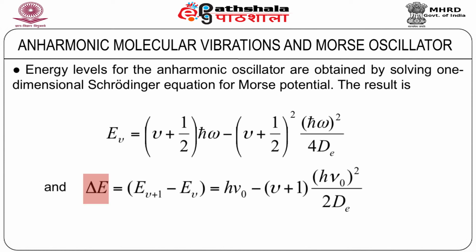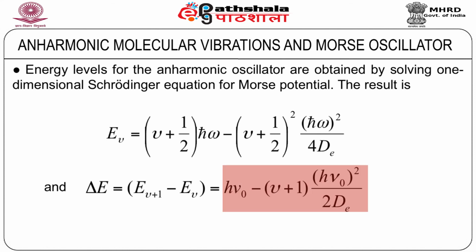And then you see delta E, that is the difference between any two consecutive energy levels. Well, that turns out to be, if you just find E(v+1) and subtract E(v) from E(v+1), that is the delta E. That is the energy gap between any two successive levels for a Morse oscillator or for a diatomic molecule. The result you get is h nu 0 minus (v+1) h nu 0 squared upon 2 D_e.